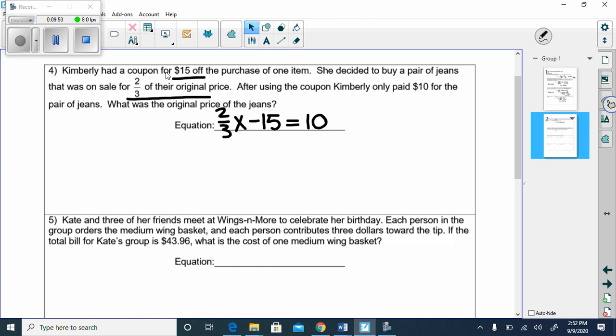Good. And now I just need to solve for x. Okay, so what do I need to do first? Add the 15. Good. Alright, and what is 10 plus 15? 25. Nice. Now what? And then you divide.